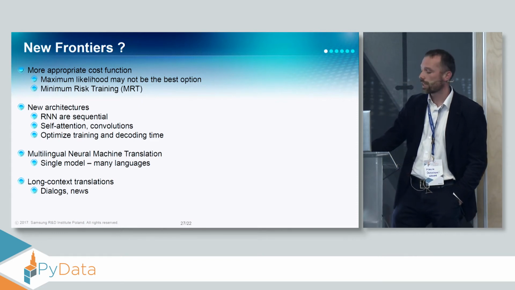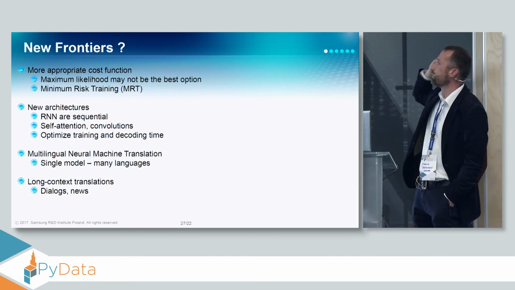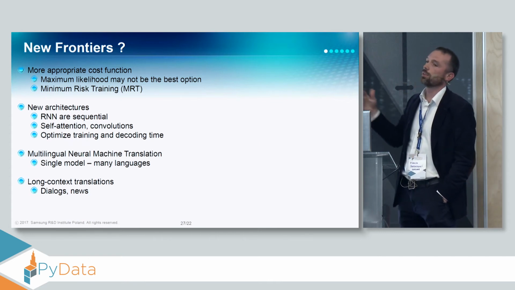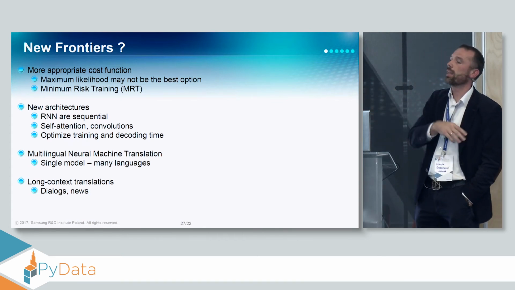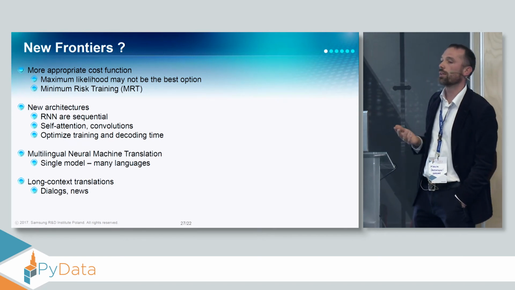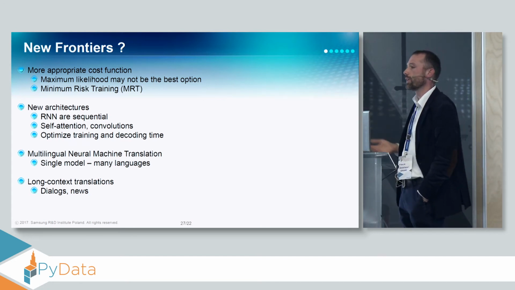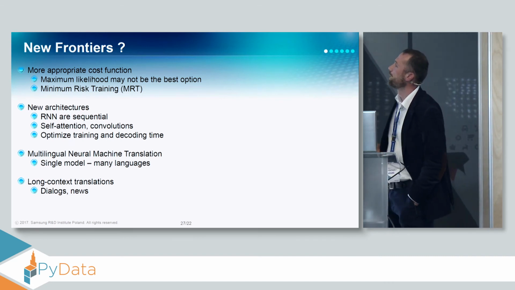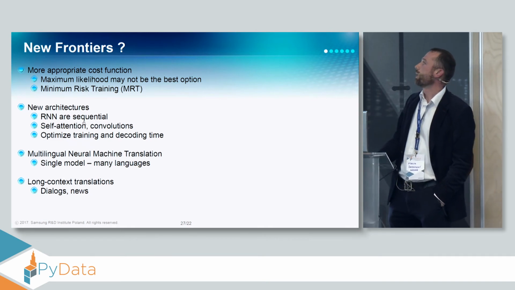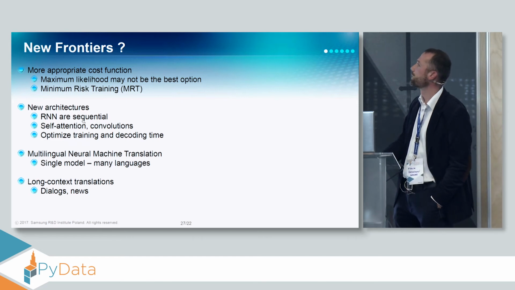Okay, so what's next in neural machine translation? Up to now, we train the models using maximum likelihood. So we force the model to translate exactly the same way as we had in the training data. But that's not true, right? You can translate a sentence in many different ways, and every way might be good, right? So this is unsolved yet. We should explore new architectures, right? Less heavy, more compact.